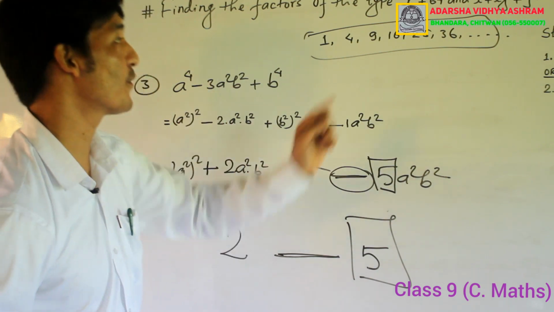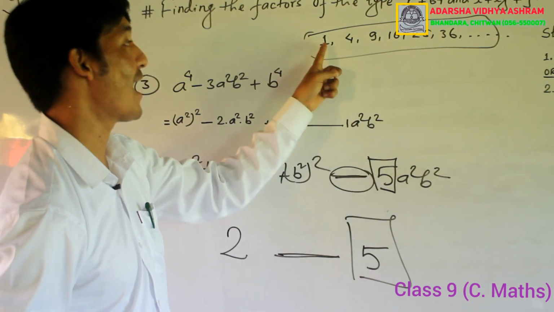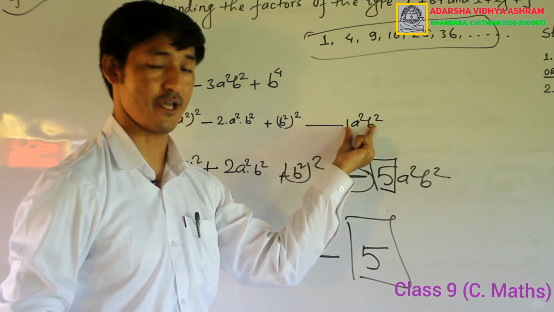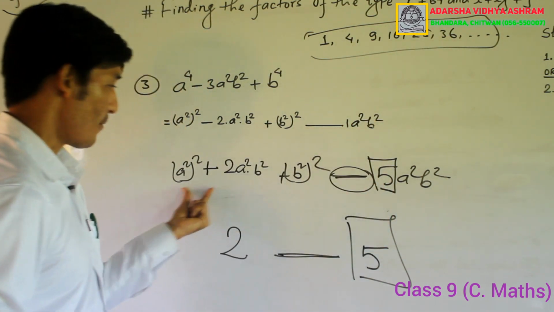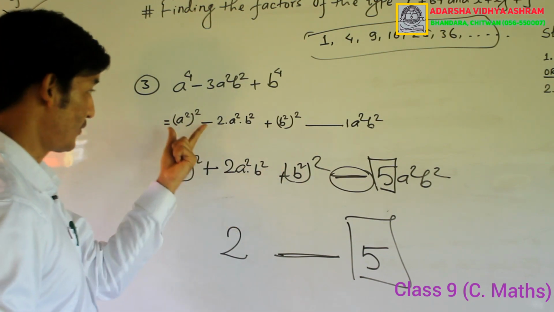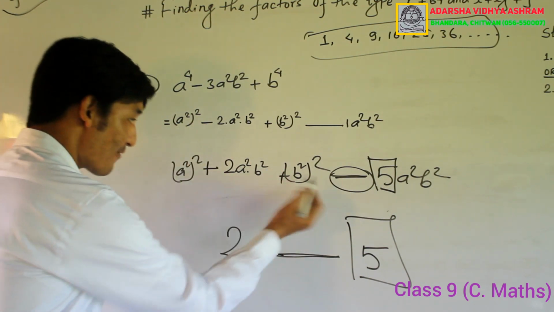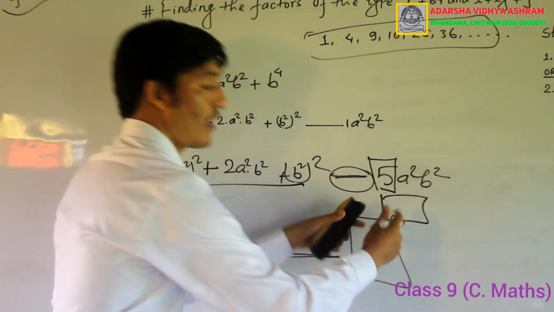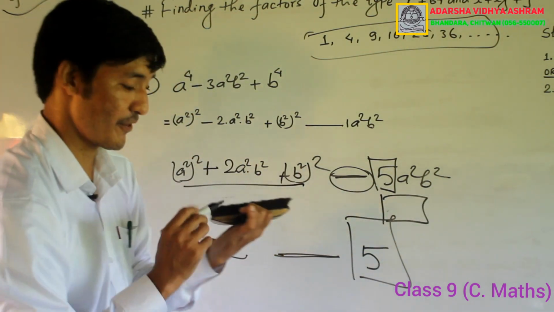No. Why? Because the values we need to put here are 1, 4, 9, 16, 25, 36. Only numbers like this come here. So mathematically these two are true. This also true, this also true. And after that you can put the perfect square, but after this you cannot change it into the perfect square one.